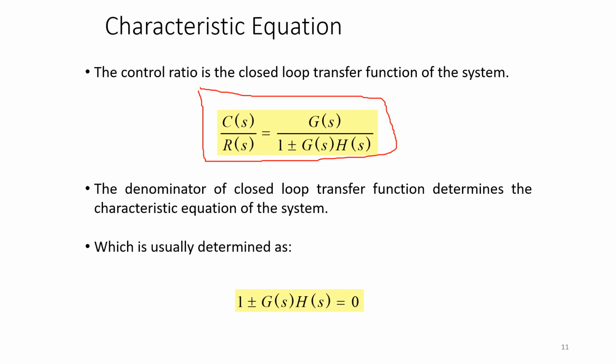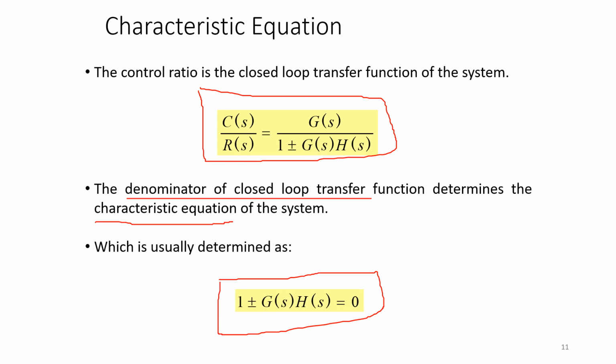If I am equating the denominator of the closed loop transfer function to 0, then that is called the characteristic equation. Very important concept throughout this subject. Whenever they ask you to find out the characteristic equation for a system, you need to just remember that if you are equating the closed loop transfer function denominator to 0, that is 1 plus or minus G of s into H of s equals 0, that becomes the characteristic equation of your system.